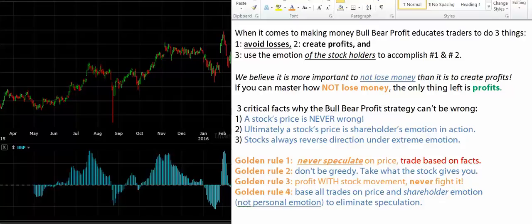Here are 3 critical facts why the bull-bear profit strategy cannot be wrong. Number 1, a stock's price is never wrong. Number 2, ultimately a stock's price is shareholders' emotion in action. That's very critical to the strategy. Number 3, stocks always reverse direction under extreme emotion.